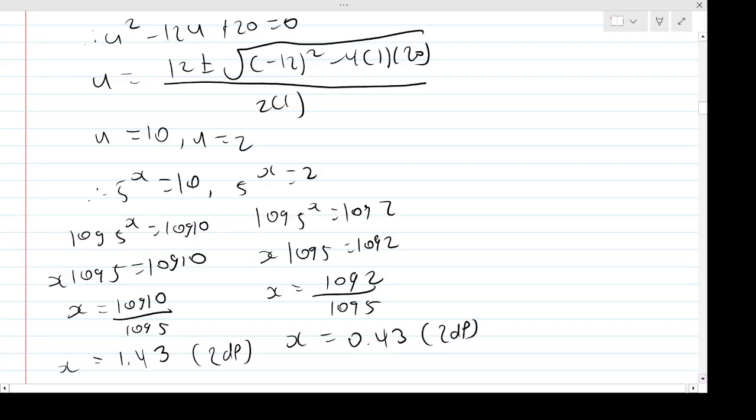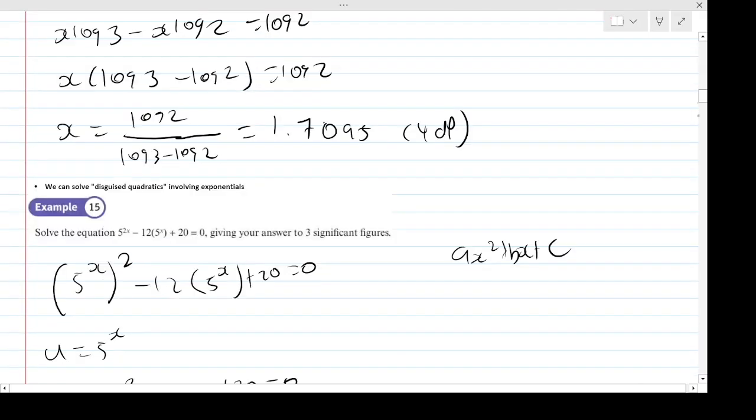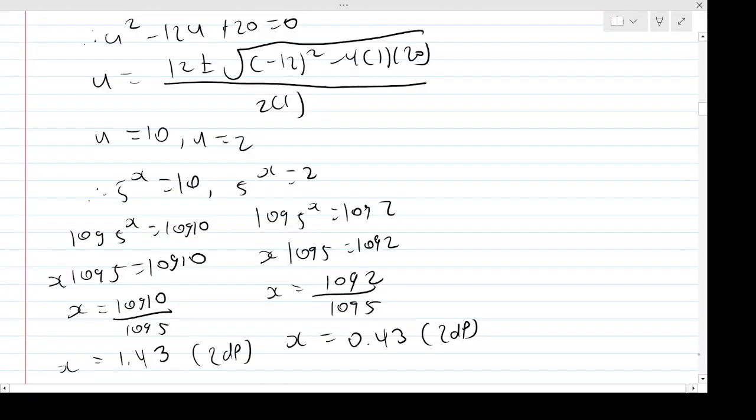And so there we are. Those are my two solutions there. Oh, 3 significant figures. Oh, my apologies. Well, that'll be 3 significant figures. This, 0.43, 0.431. There we are. The 3 sig figs. Okay, there we are. There's my final answer.